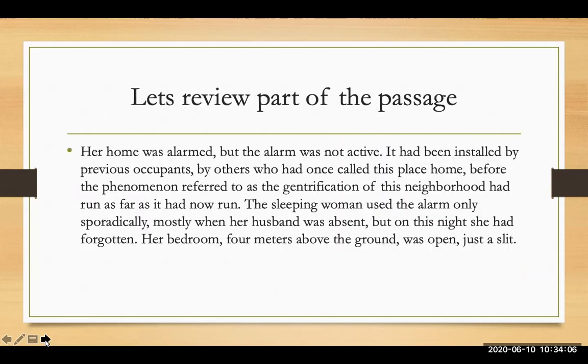So let's review part of the passage so that we have some context here. Her home was alarmed, but the alarm was not active. It had been installed by previous occupants, by others who had once called this place home, before the phenomenon referred to as the gentrification of this neighborhood had run as far as it had now run. The sleeping woman used the alarm only sporadically, mostly when her husband was absent. But on this night, she had forgotten. Her bedroom, 4 meters above the ground, was open, just a slit.